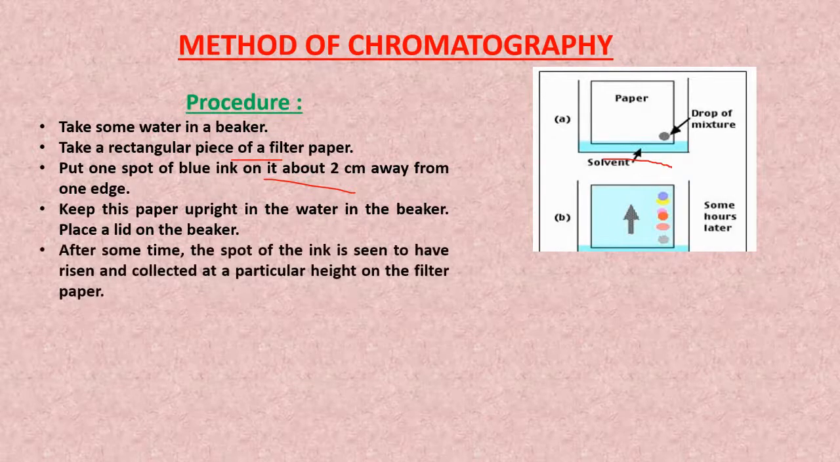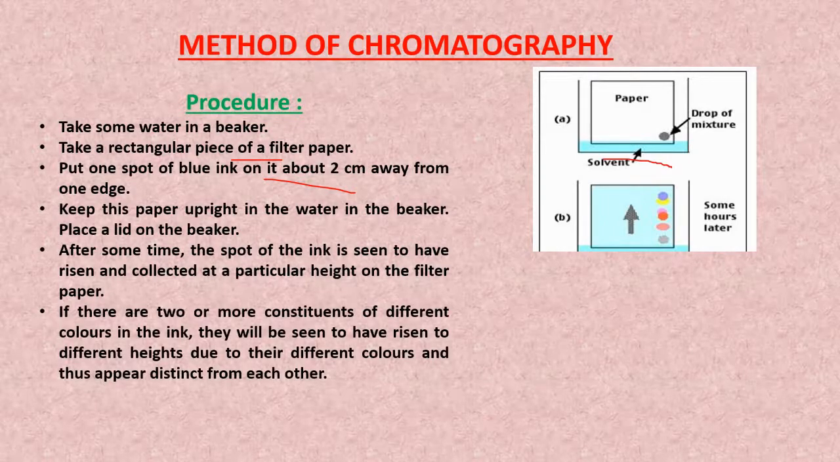After some time the spot of ink is seen to have risen. Now over here we can see the spot of ink has risen to some height, and also we can see the filter paper has different colors. So the ink has changed its color. If there are two or more constituents of different colors in the ink, they will be seen to have risen to different heights. If there are three or more components in that solution, these colors which have risen to some height will tell us how many components are mixed in the solution.